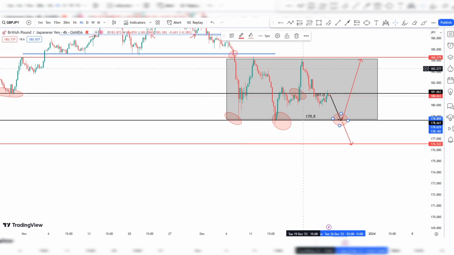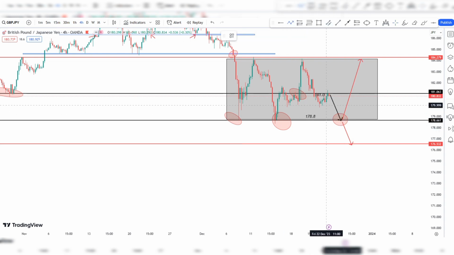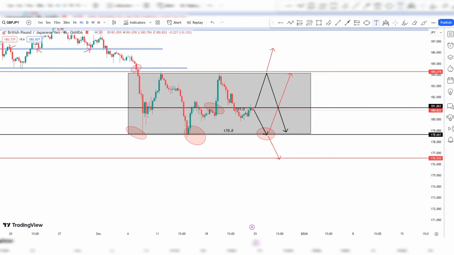As long as price is in the middle of the range, I'm not going to trade it. If price from here doesn't get down to the 178.8 area, or rather starts moving to the upside, I'll wait for price to get up here before looking for any opportunity to trade GBPJPY. So price may give me a sell signal from here and then move to the downside, or price may even break through to the upside. Generally speaking, that's what I'm looking out for in GBPJPY.